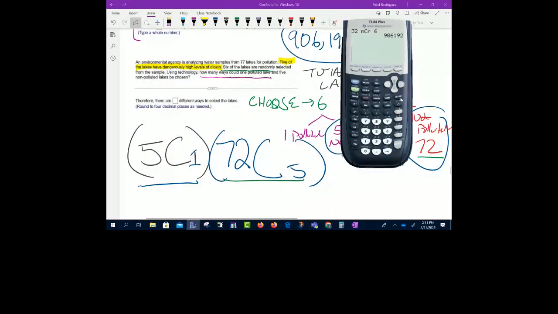Okay. So let me clear this guy out. I'm going to go parentheses. I'm going to say, what's 5? We're going to go to math. We're going to get to our PRB. We're going to do the choose, which is number 3. We're going to choose one of those. And then I'm going to open up, you can put a times if you want to, you don't have to, but then I'm going to open up a new set of parentheses. I'm going to say, look, out of those 72 lakes that are not polluted, I want to again choose. So I'm going to go to my PRB and I'm going to choose how many of those we're going to choose. We're going to choose 5 of those, right? And then we're going to hit enter, and huge number here, y'all.